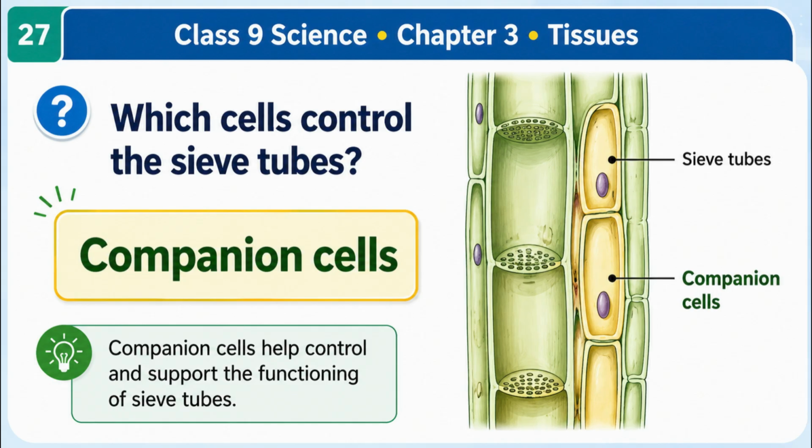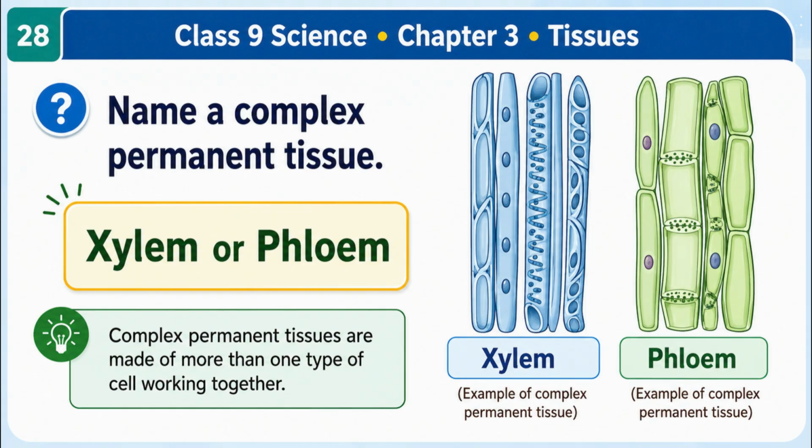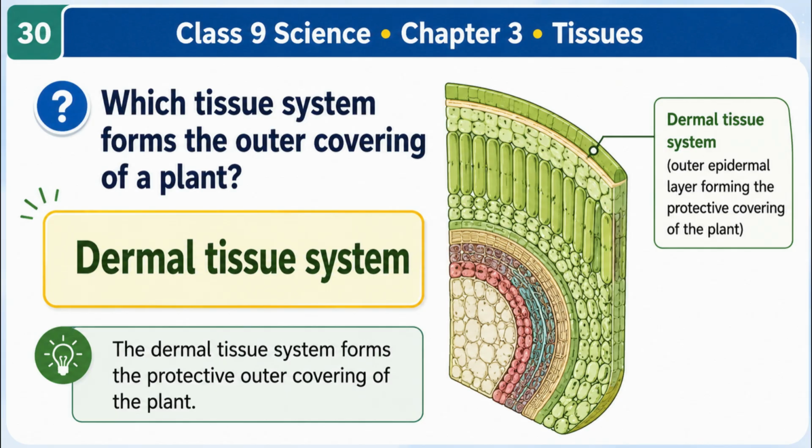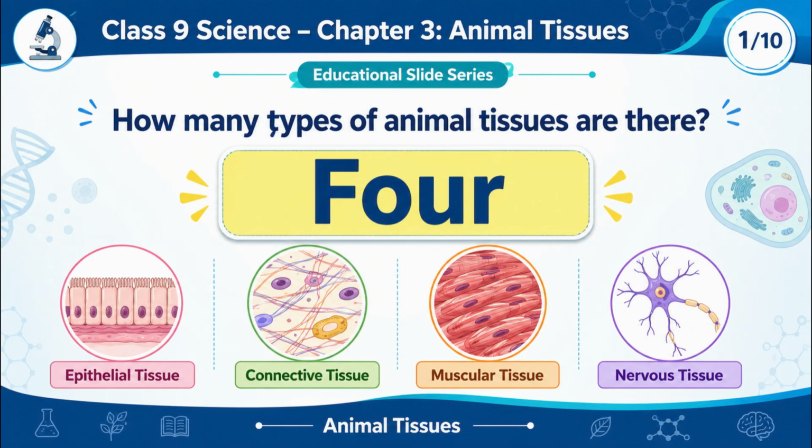Companion cells. Name a complex permanent tissue. Xylem or phloem. How many tissue systems are there in plants? 3. Which tissue system forms the outer covering of a plant? Dermal tissue system. Animal tissues.